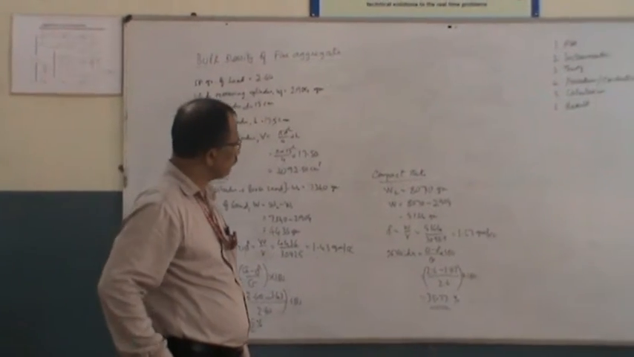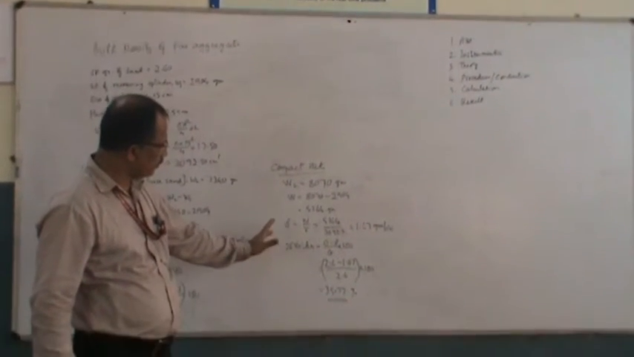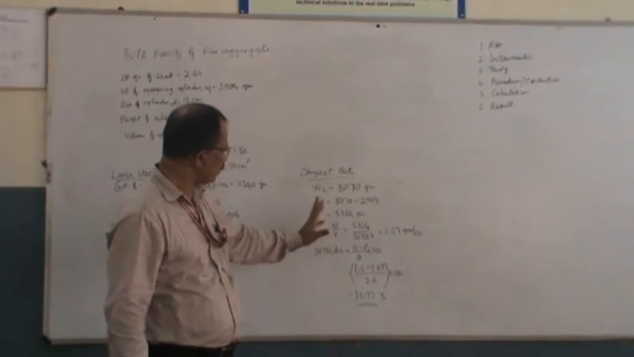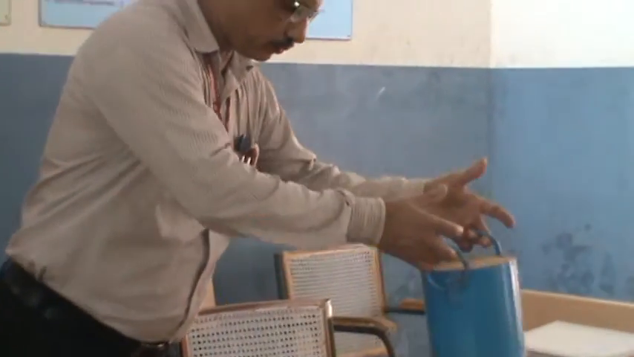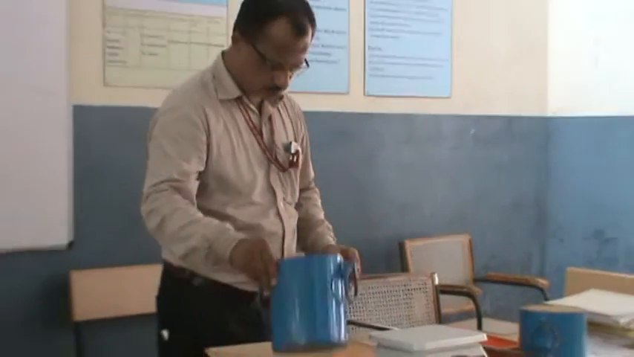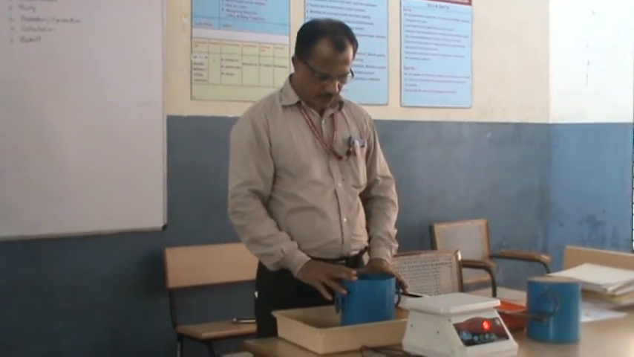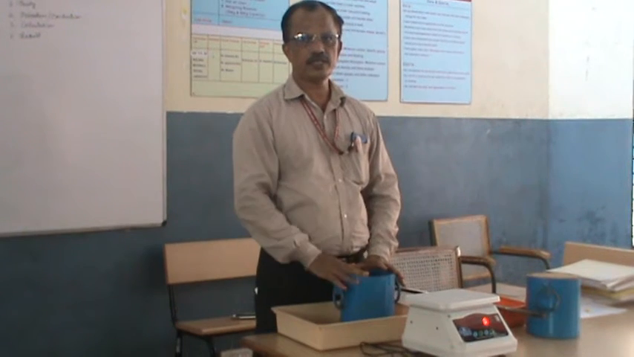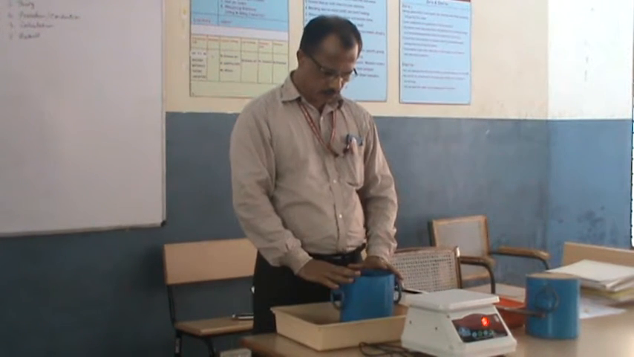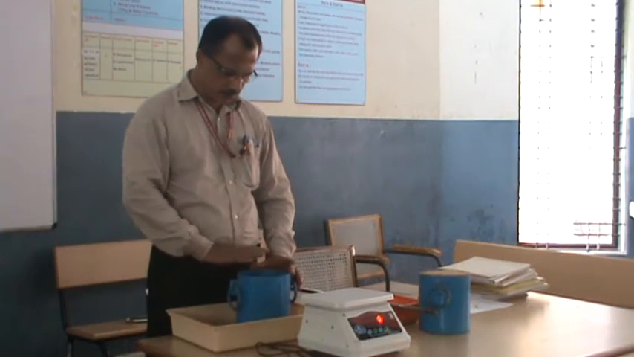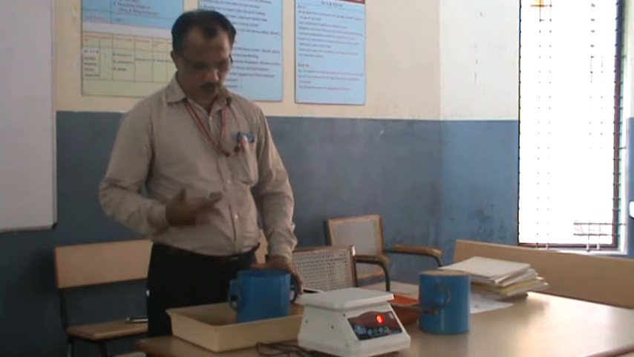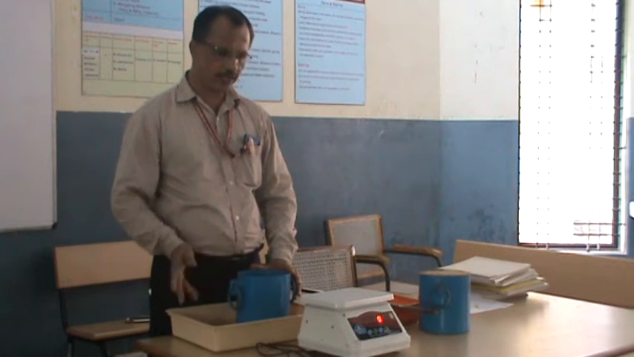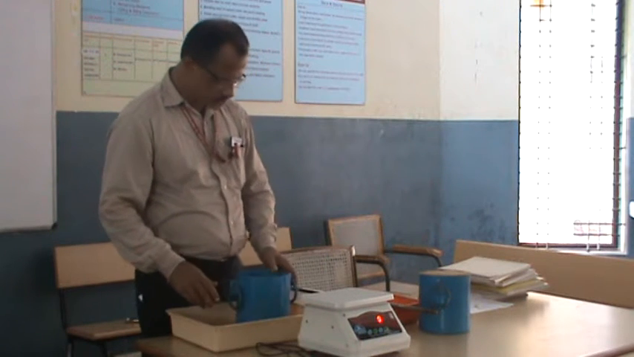Now let us understand and demonstrate the bulk density of this sand in compact state. For the compact state, the sand should be filled inside the cylinder in 3 layers. Upon the completion of the third layer, the top is leveled. Each layer should be given 25 blows. In short, I can say 3 layers, 25 blows. Let us do it.